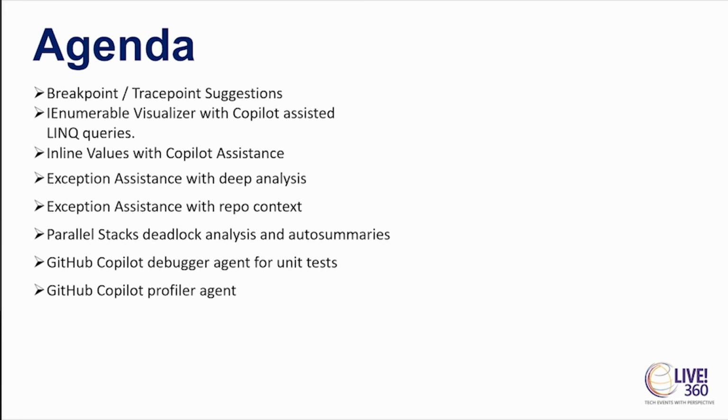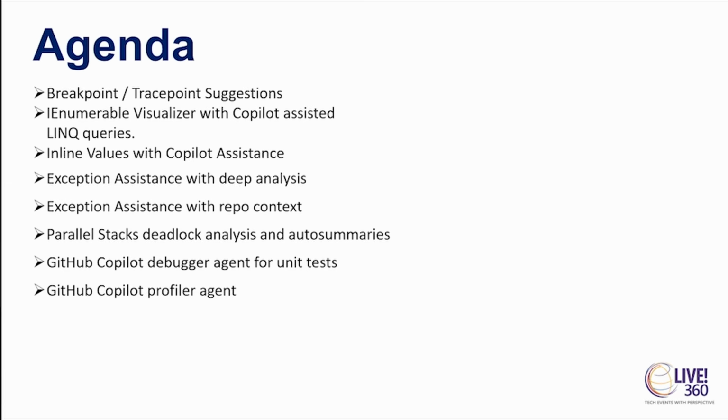We'll also see a demo on how you can figure out when you have a deadlock or a hang situation when you're working with multi-threaded programming. And then finally, I will show you a debugger agent, which will help you fix your failed test. Then we will also see a Copilot profiler agent to see how you can optimize the code, which unfortunately we couldn't see in the keynote due to the internet issue. So I'll try to show you how I use the profiler agent to make my code faster or optimized.